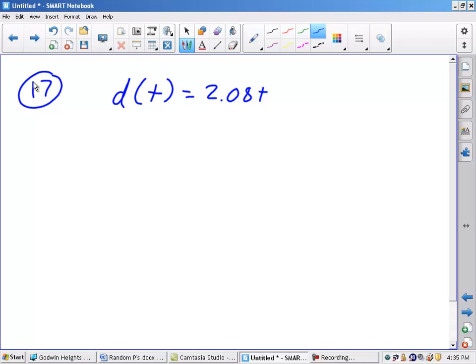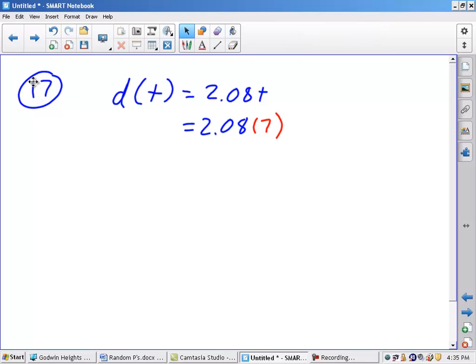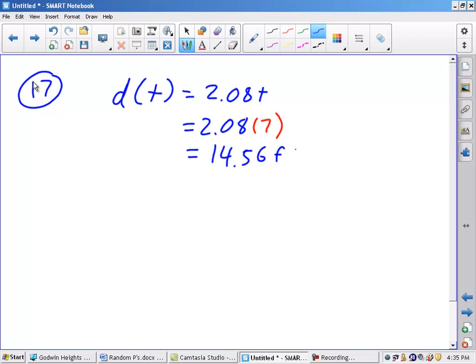And then how far will the snail travel in 7 minutes? You simply put 7 in for t, and 2.08 times 7 gives you 14.56 feet. Go snail, super fast.